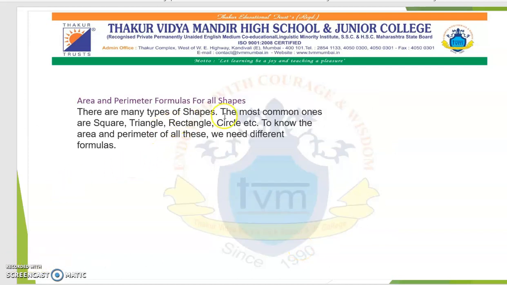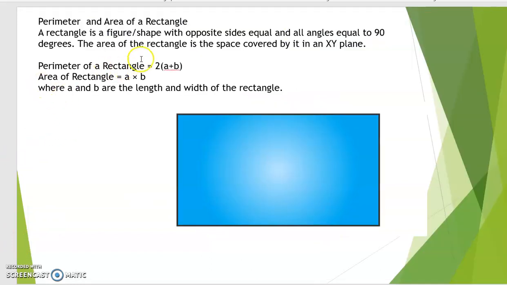Area and perimeter formulas for all the shapes. There are many types of shapes. The most common ones are square, triangle, rectangle, circle, etc. To know the area and perimeter of all these, we need different formulas. Now let us see the perimeter and area of a rectangle.